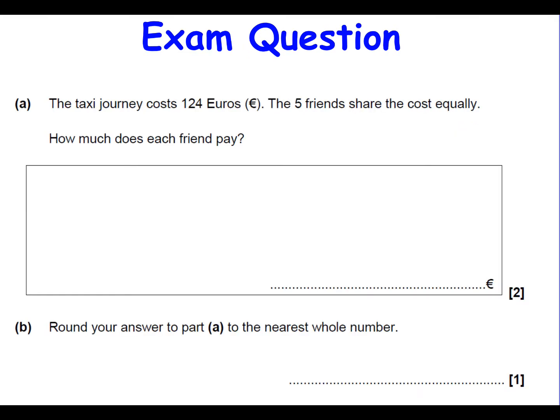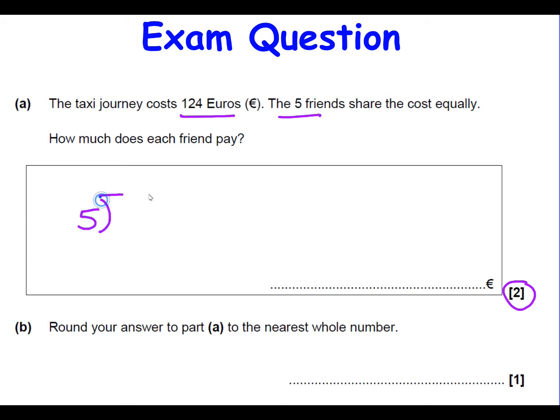Here's another exam question for you to have a go at. Let's see how you did. So there are 2 marks, so we're looking for some working out, and we have a taxi journey that costs €124 and 5 friends who are going to share the costs.